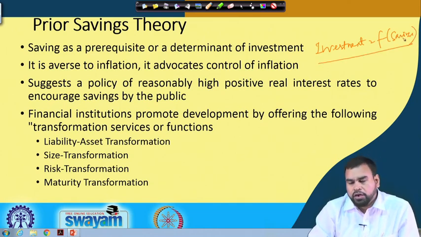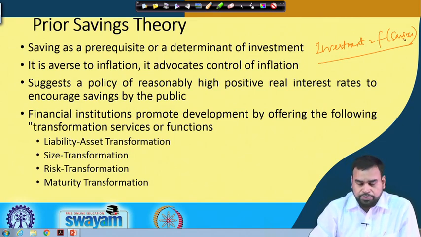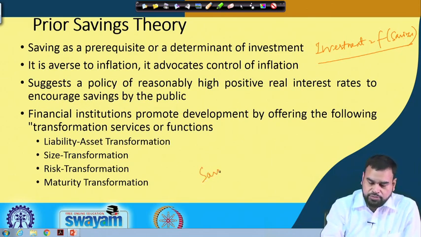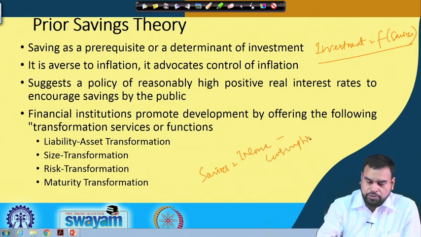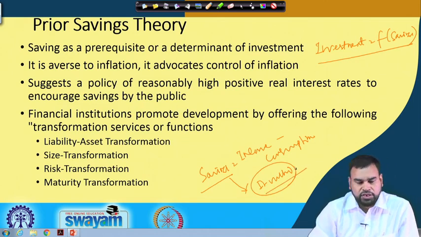Savings is the most important factor which affects the investment. Whatever surplus amount we have, that means savings, is equal to your total income minus your consumption. Then whatever money is saved is going to be invested in the market. That is the concept of the prior saving theory, and the prior saving theory does not advocate inflation.